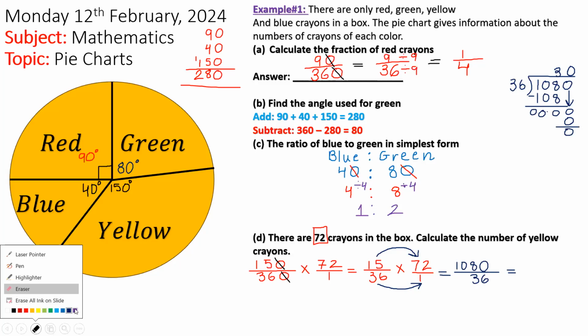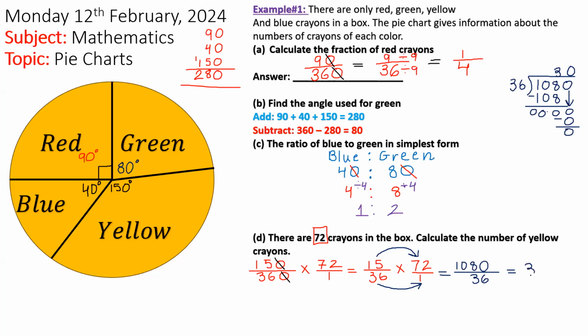So now what do we have? We have 0 minus 0, which is 0. And so our answer is going to be 30. So the number of yellow crayons in the box is going to be 30 crayons. 30 yellow crayons. And how do we do that?